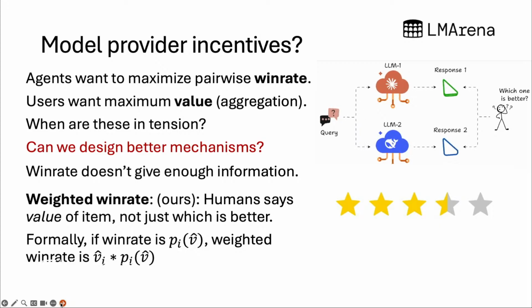So in this mechanism, the humans say the value of the item, not just which is better. And they're incentivized by the value times the probability the thing is picked. So you should think of this as basically saying, rather than saying you've got 3 models, which of them is better, you're going to say this one's better, and it's a value 6 answer, it's a value 2 answer. And we're going to show overall that weighted win rate ends up improving user incentives.